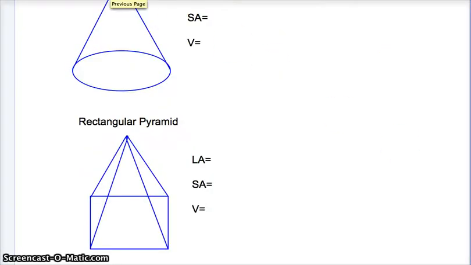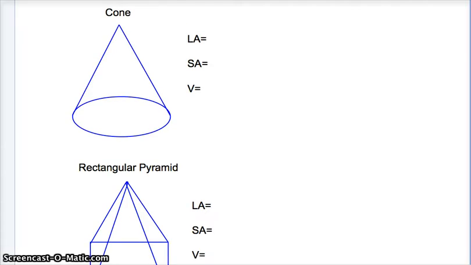Now, these two examples are not in your packet, so sit back, enjoy the ride. For the cone, let's say we are given a height of 5 and a radius of 4. We need to find the lateral area, the surface area, and the volume.